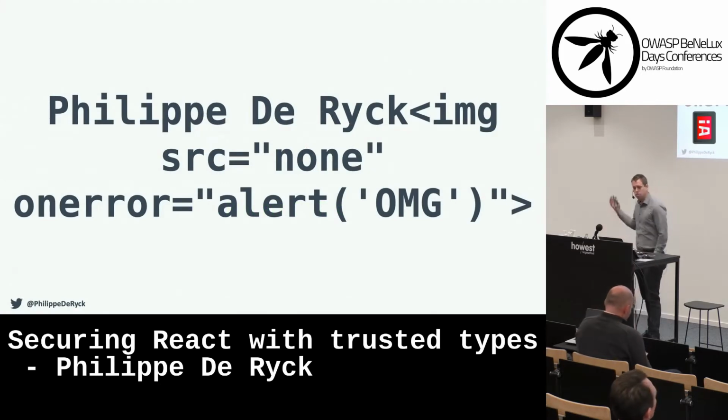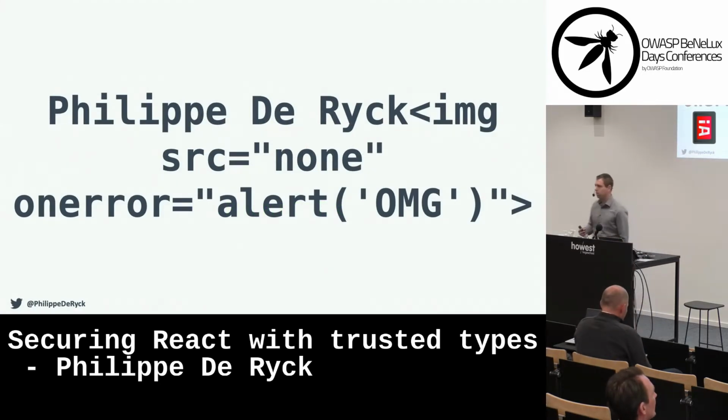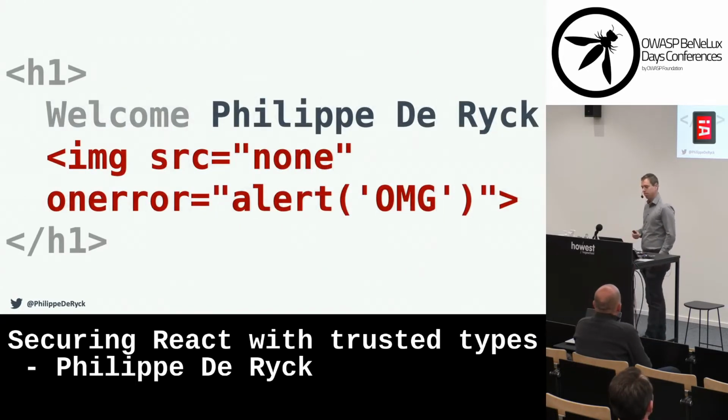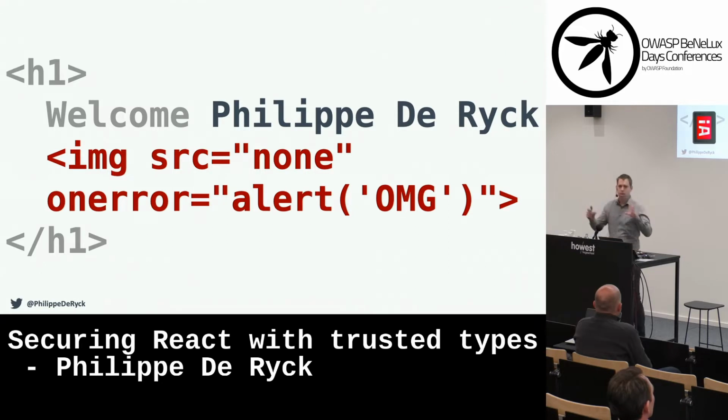I'm Philippe de Ryck, image source none on error alert. Oh my God. I mean, you're at an OWASP event, you're kind of supposed to know what this means. This means if a malicious user changes their name to something like this and ends up in an HTML page, that's not supposed to trigger the execution of JavaScript code. If something goes wrong, if you have a vulnerability, the application is going to pick this up, render the name, see like, ooh, you want to render an image, try to find it, doesn't find it, and triggers the error message. That's DOM-based cross-site scripting.